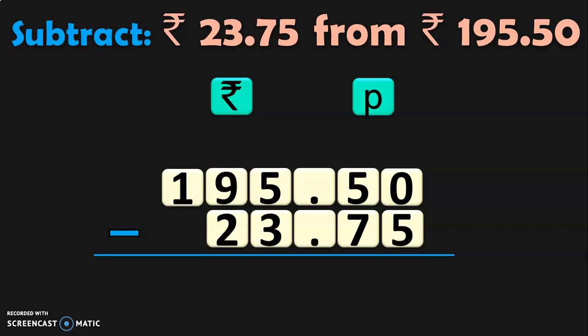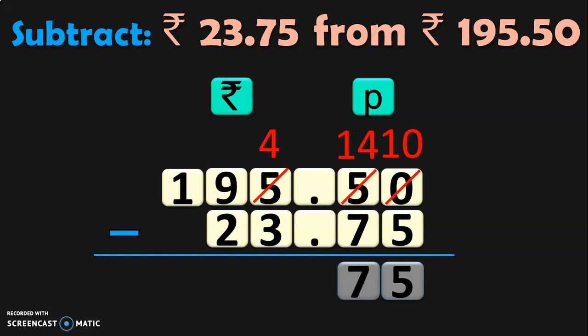Now begin the subtraction of the paise part. 0 minus 5 cannot be done. So you borrow from the next place value, which becomes 4, and 0 becomes 10. 10 minus 5 is 5. 4 minus 7 cannot be done. So you go on to the next place value and borrow from there. 5 will become 4 and 4 will become 14. 14 minus 7 is 7. So you get 75 paise. Place the decimal point appropriately.